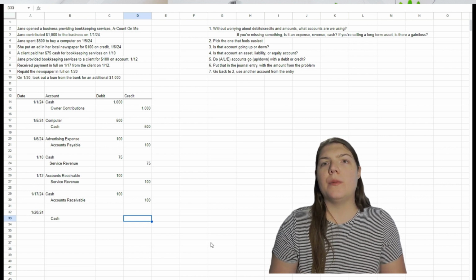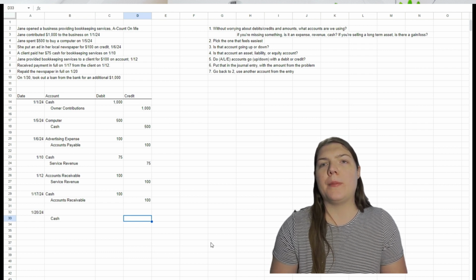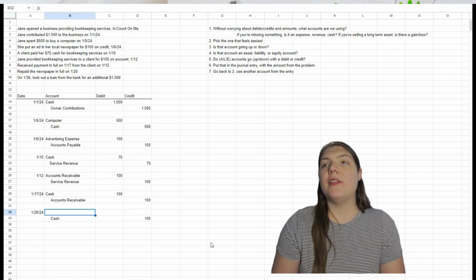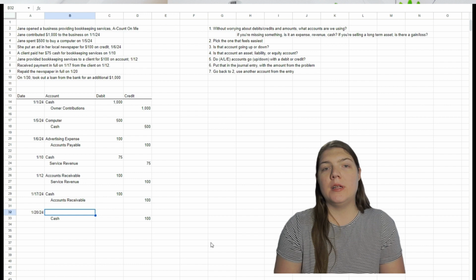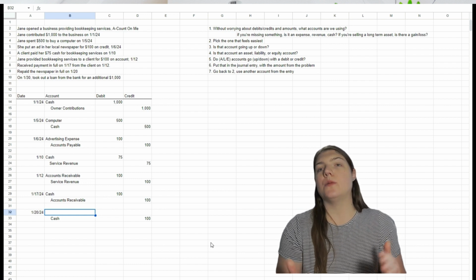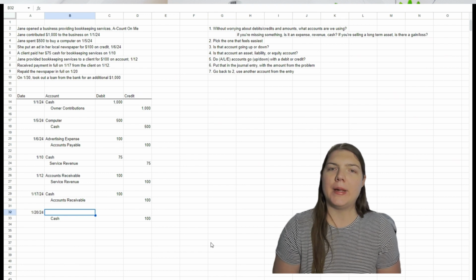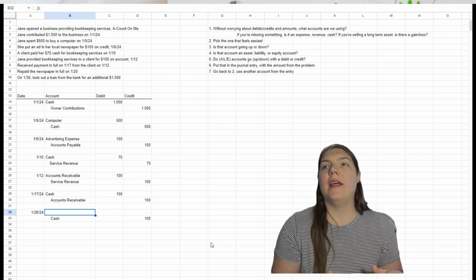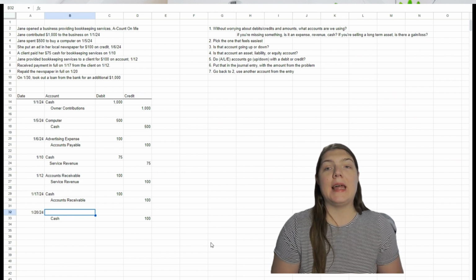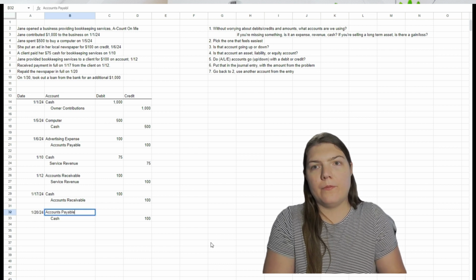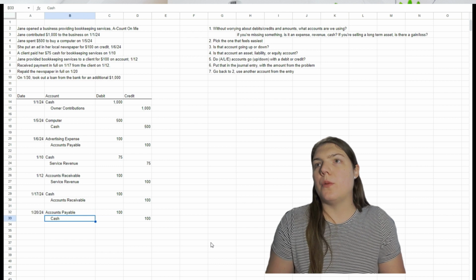For, we paid the newspaper. So the newspaper was up on 1/6, $100. And our other account is accounts payable. It's going down because we don't owe them money anymore. So the list of people we owe money to goes down. Accounts payable is a liability, and liabilities go down with a debit. So we put that here.